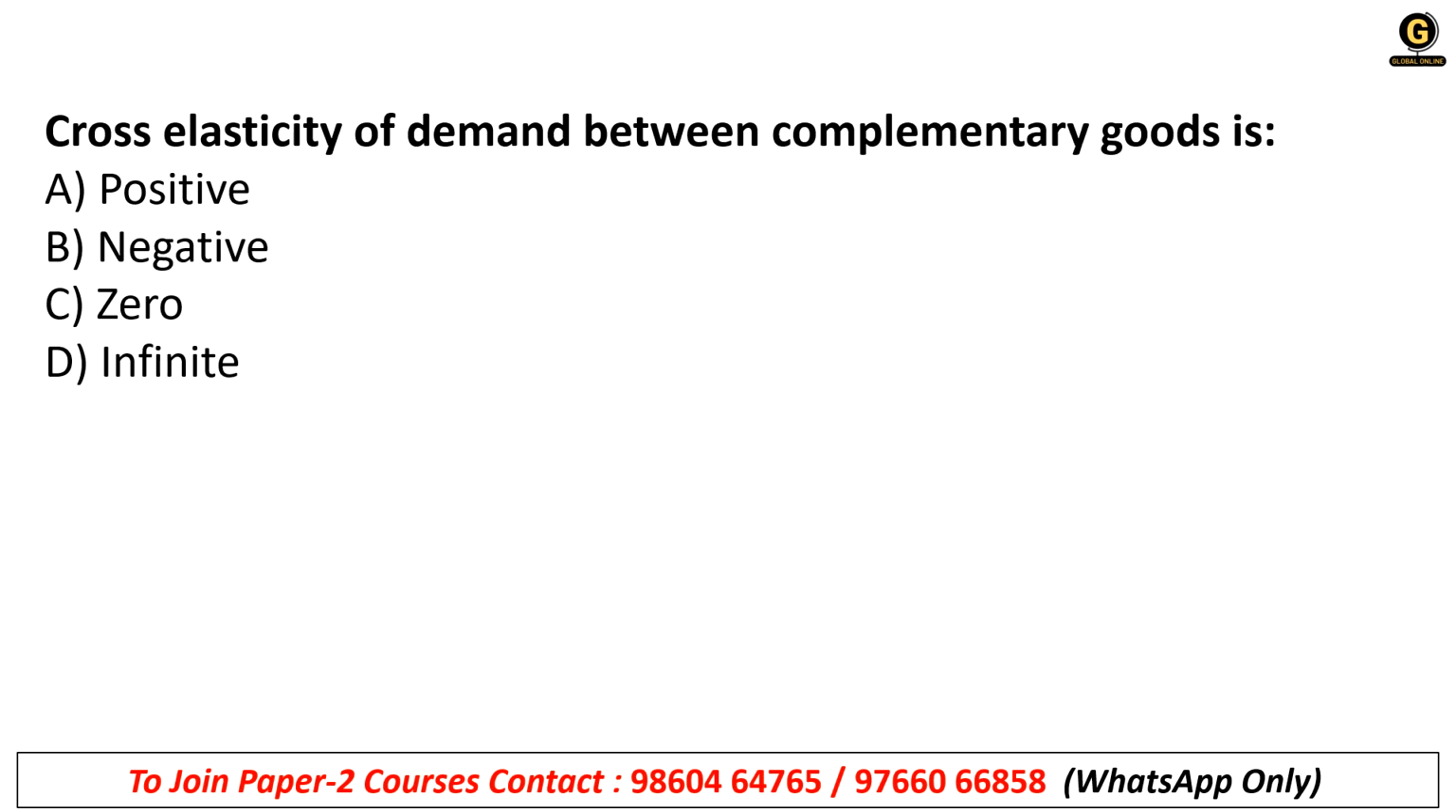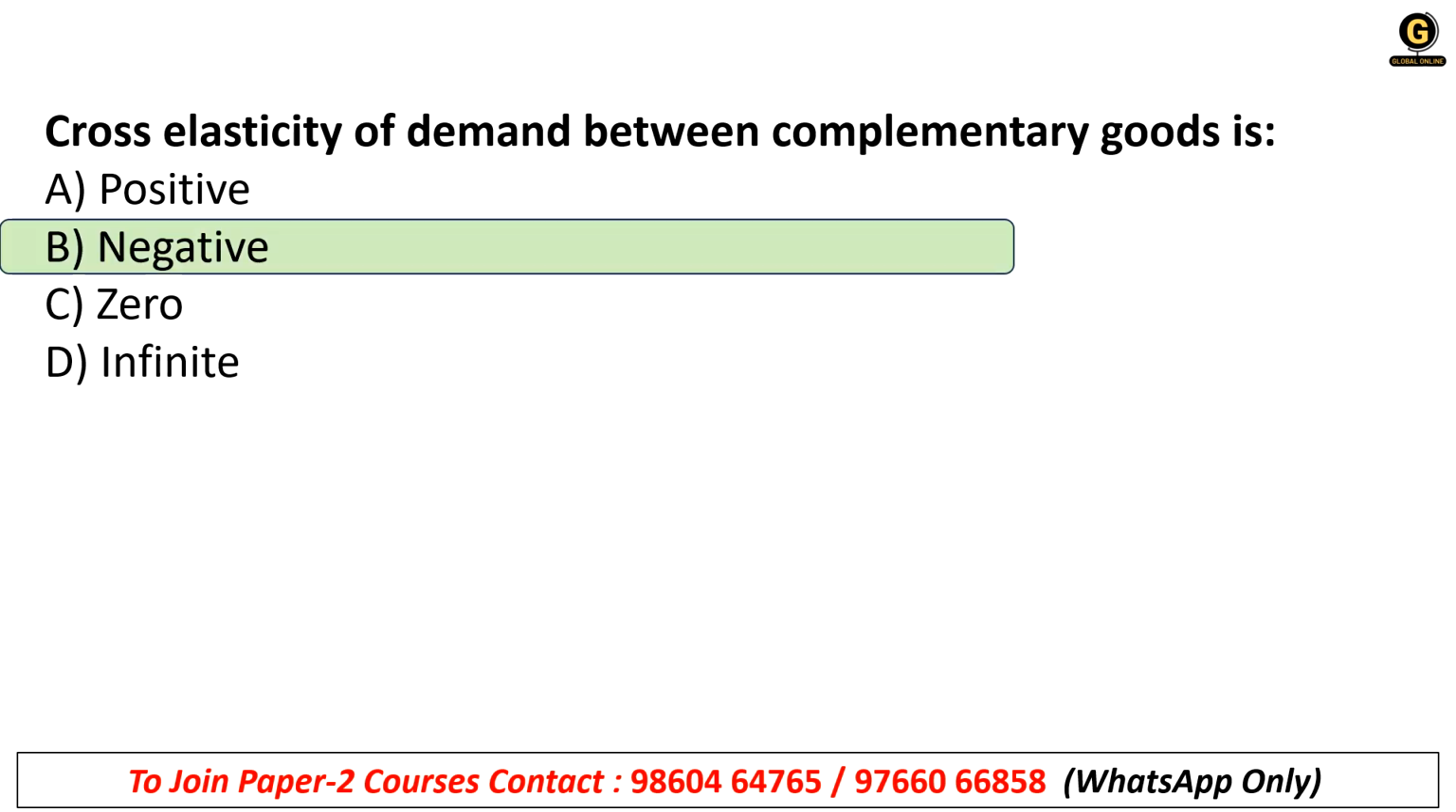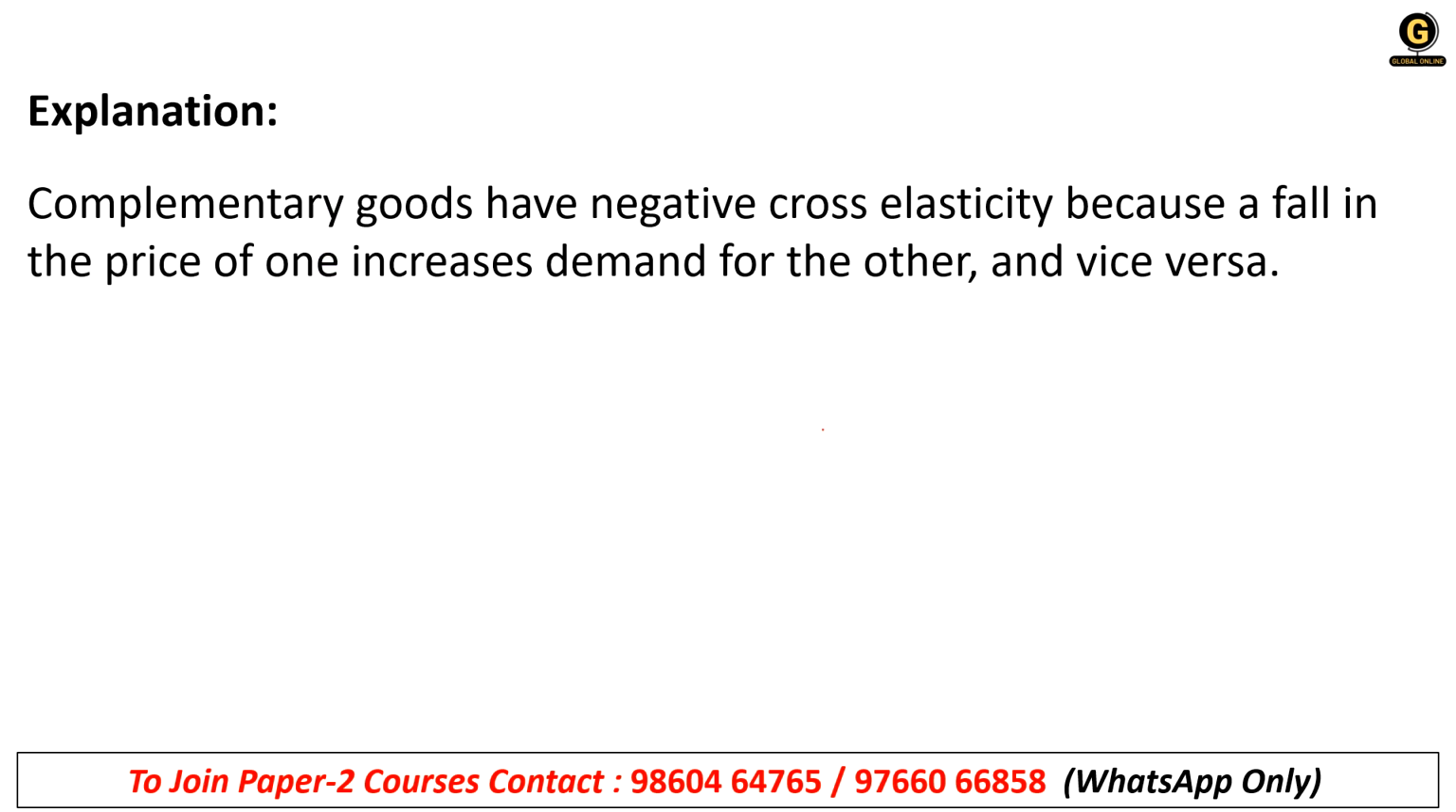Next one is cross elasticity of demand between complementary goods is A positive, B negative, C 0 or D infinite. It is negative. Cross elasticity of demand between complementary goods is negative. Okay. Because in complementary goods, there are X and Y. If the price of X is decreased, the demand for Y will be increased. That happens in complementary goods.